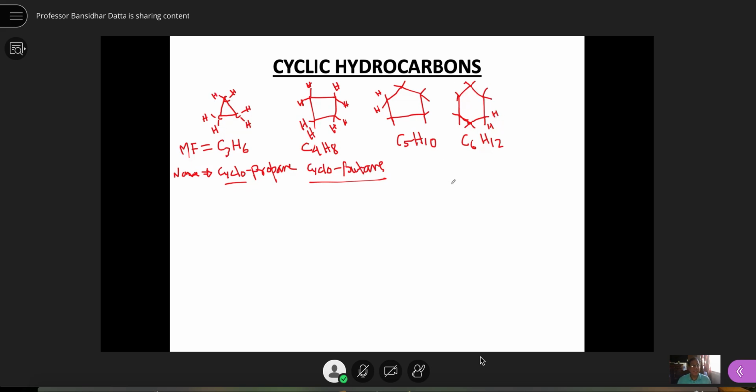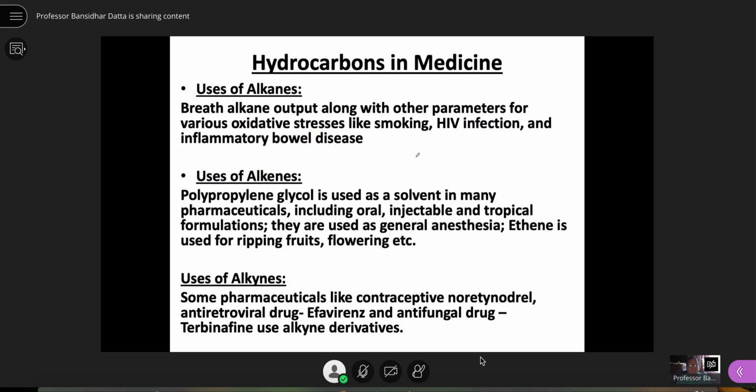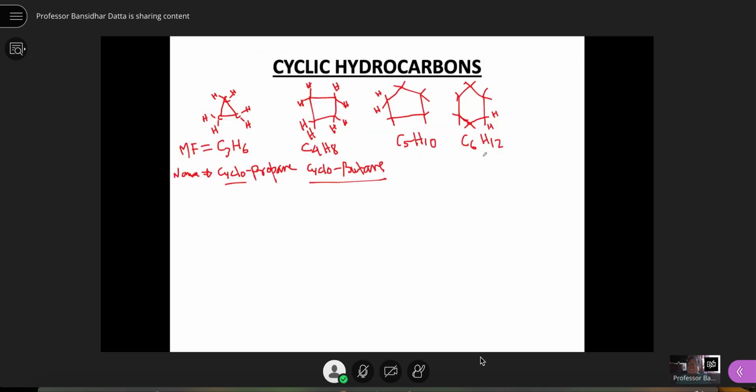Yeah, cyclohexane. What was the name for that one again? Which one? C5 or C6? C5H10. Cyclopentane.